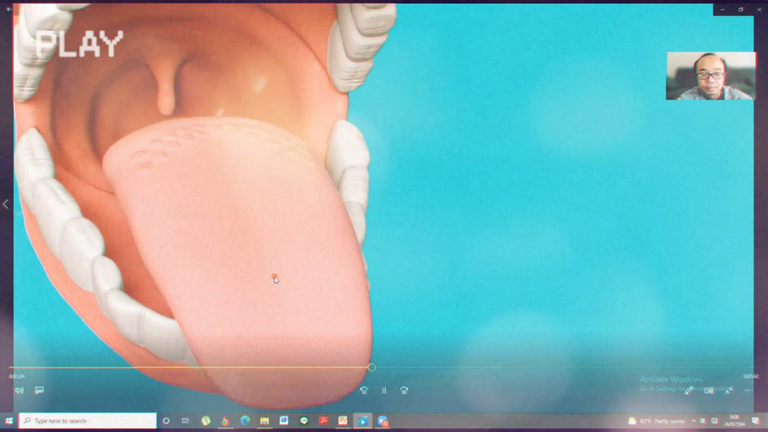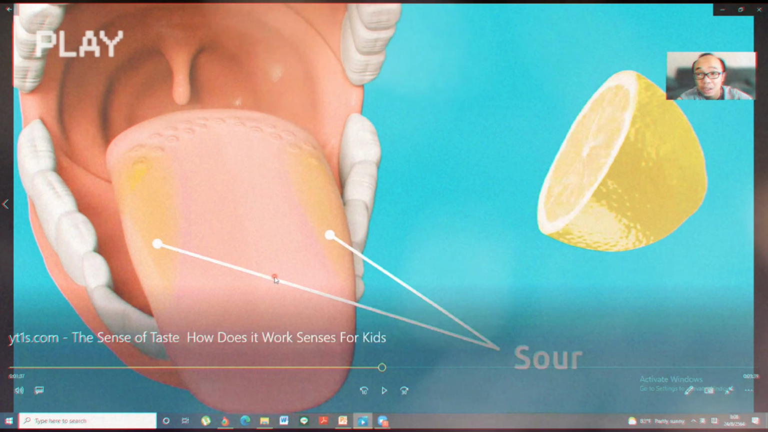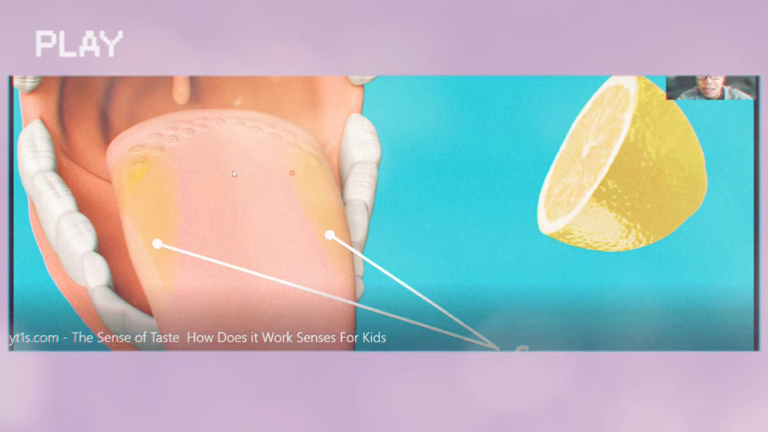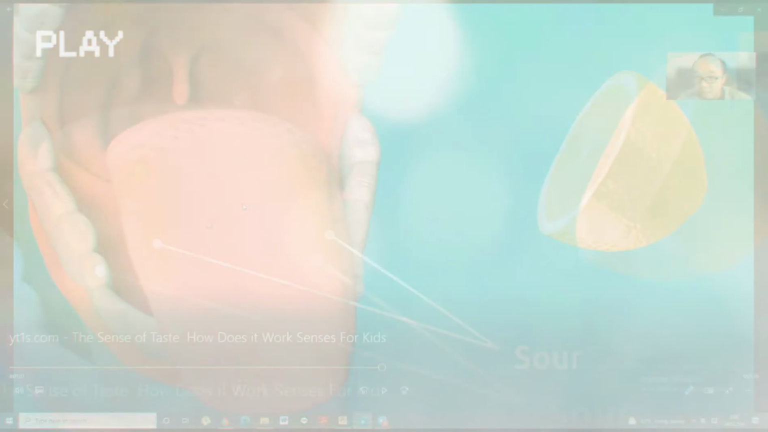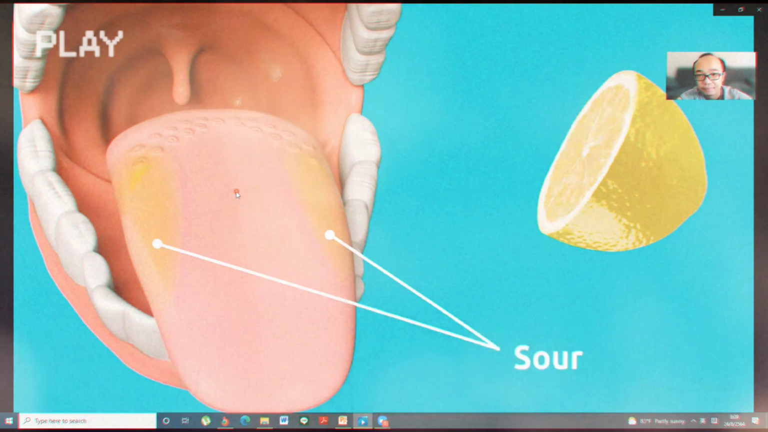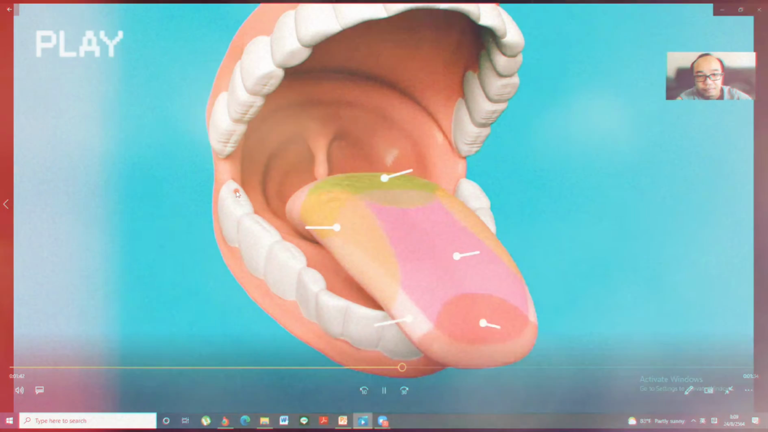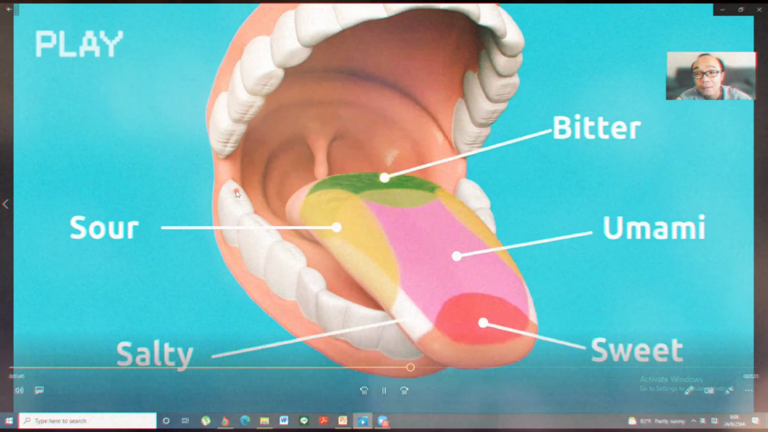The sour buds are located on either side and lower part. Okay, the sour taste bud is on either side, both sides, on the lower part of the tongue. There are many hints of flavors and savors produced by combining these 5 basic tastes. Okay, so we have 5 tastes.